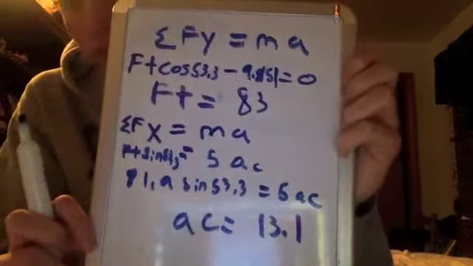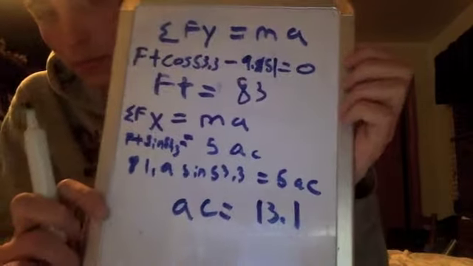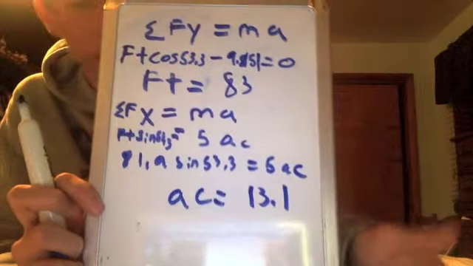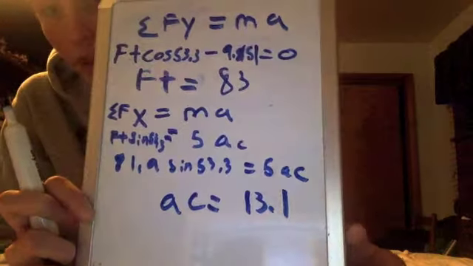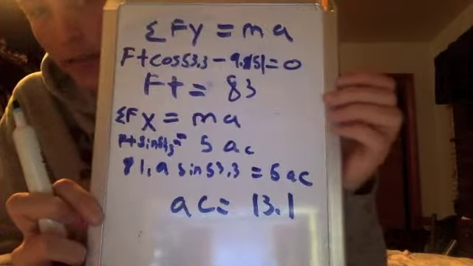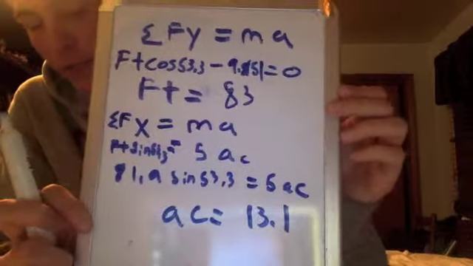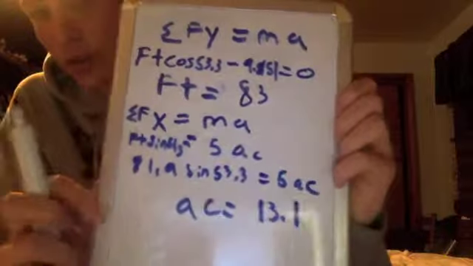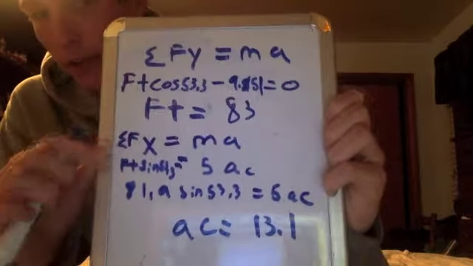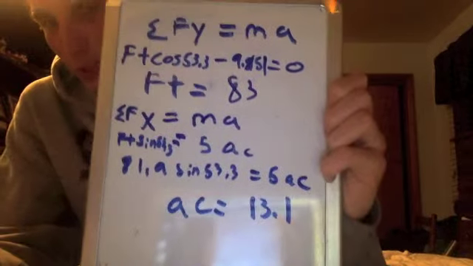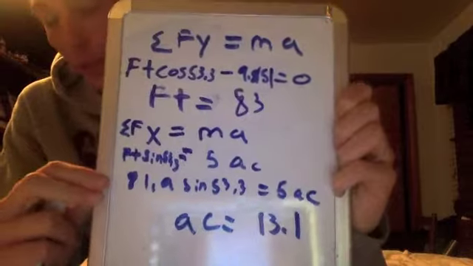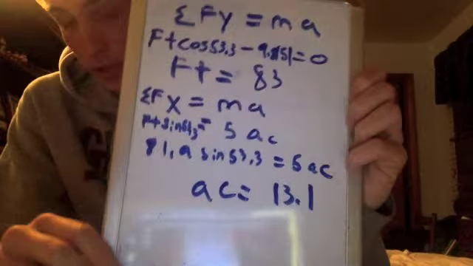So now that I know the force of tension, I can plug that into my x equation, which on the x-axis there's only the force of tension x. So you plug the 83.3 into sine of 53.3, and you set that equal to 5 times acceleration, and the 5 is equal to the mass of the ball, which is also given in the problem. And once you set all that up, you'll get that the acceleration equals 13.1.